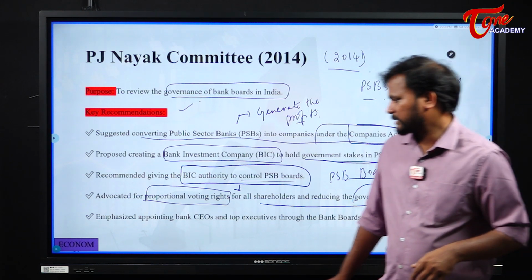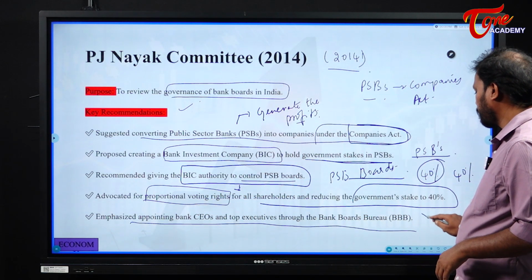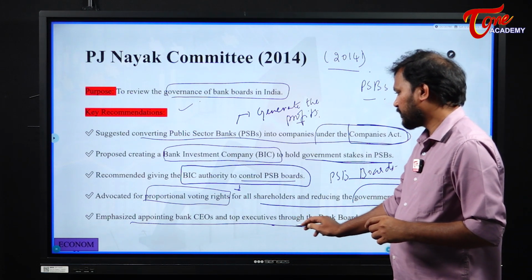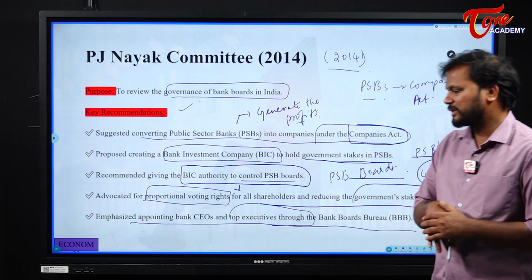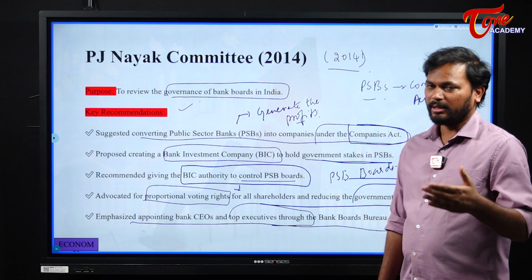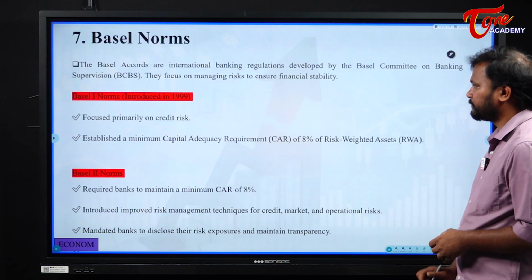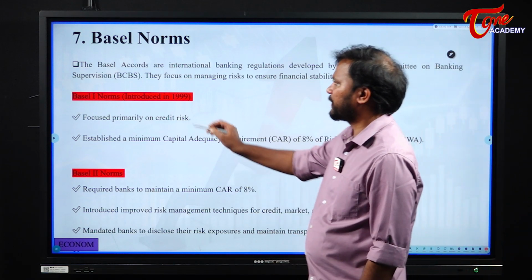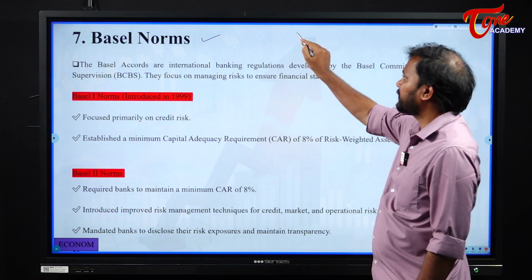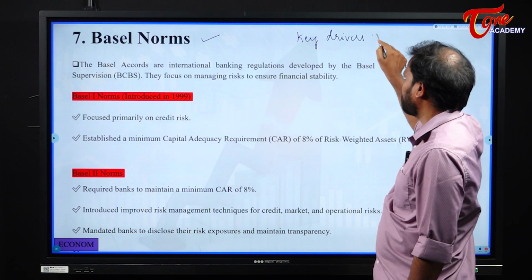Next, it emphasized appointing bank CEOs and top executives through the Bank Board Bureau. The appointments of the bank CEOs and the top executives are also looked after by the bank investment company. Clear? Next, Basel norms. This becomes very important in the banking system. The Basel norms are the key drivers. The recommendations made by the Basel norms are the key drivers of the banking system.